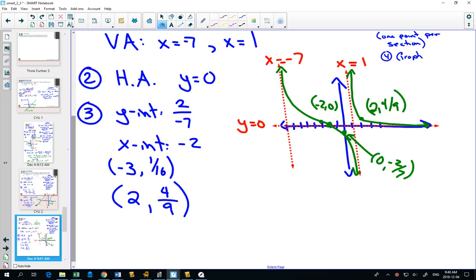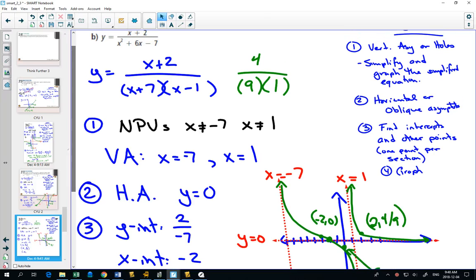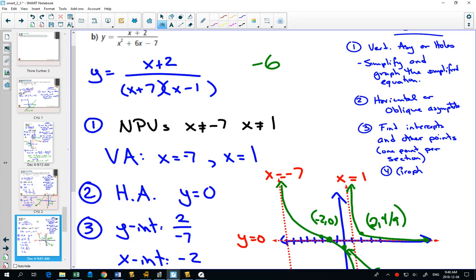Same thing. We need to choose a value to the left of -7. Probably a good choice would be -8. If I erase the green that I did before, and now I plug in -8: -8 plus 2 would be -6, -8 plus 7 would be -1, -8 minus 1 would be -9. Can you see that that simplifies to -6/9 or -2/3?